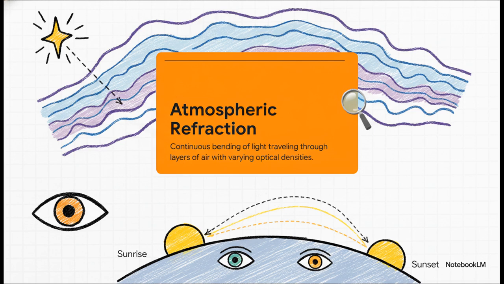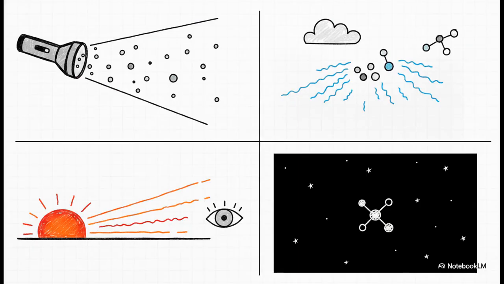And get this, that exact same refraction is also why we can see the sun 2 full minutes before it actually rises above the horizon and 2 minutes after it physically sets. The atmosphere literally bends the sunlight right over the curve of the Earth. How cool is that? Okay, now we come to scattering. This occurs when light strikes tiny particles like dust or gas molecules and just bounces off in different directions, a phenomenon known as the Tyndall effect.